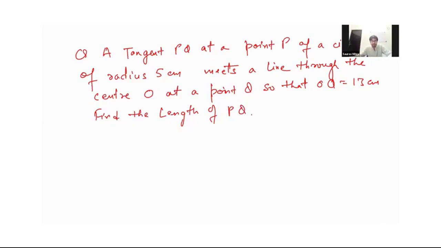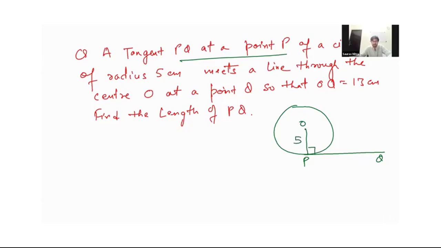Now see here, tangent PQ at a point P of a circle. So you have a circle, and the tangent is PQ at a point P of the circle, and Q is somewhere here. The radius is 5 centimeter. Radius means joining the center to the point of contact, and this is always perpendicular. The line from the center O to Q has length OQ, and OQ is 13 centimeter. Find the length of PQ.